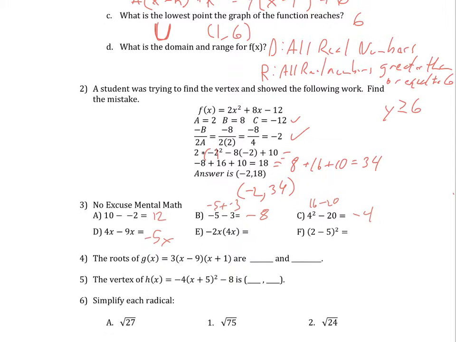Letter E, that's multiplication going on, so negative 2 times 4 would be negative 8, and then x times x is an x squared, something I've been noticing students forgetting.